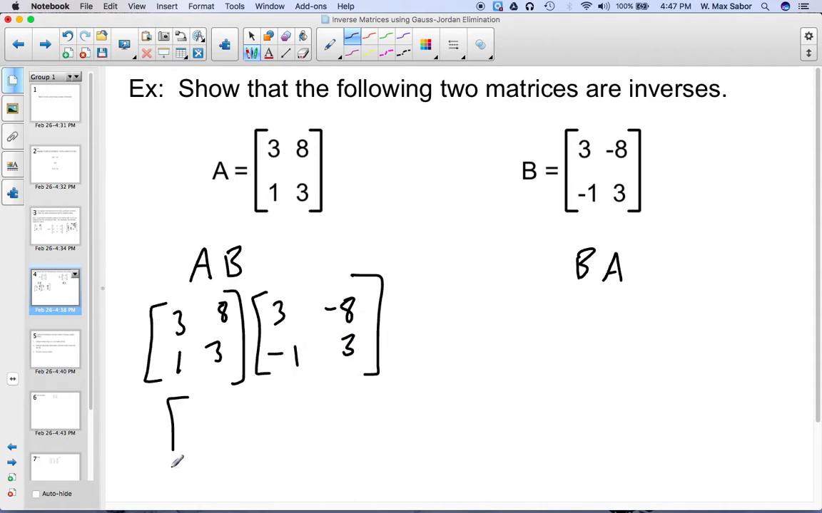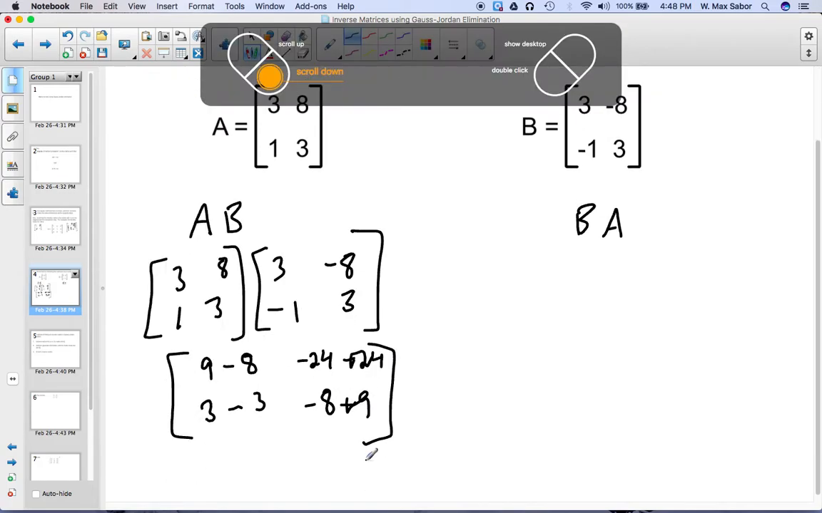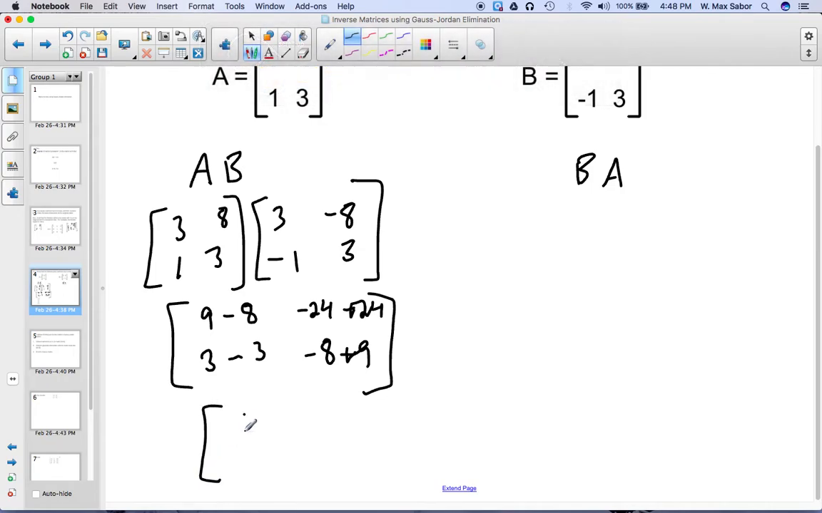Well, 3 times 3 is 9. 8 times negative 1 is negative 8. 3 times negative 8 is negative 24. 8 times 3 is 24. 1 times 3 is 3. 3 times negative 1 is negative 3. 1 times negative 8 is negative 8. And 3 times 3 is 9. Simplifying each of those entries gives me 1, 0, 0, 1. So that's the identity matrix. So far, so good.